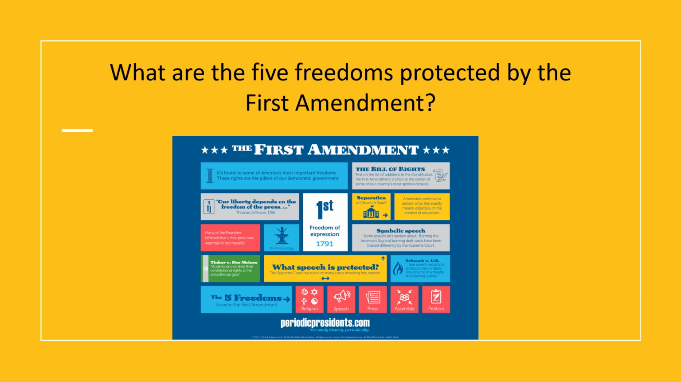So what are the 5 freedoms protected by the First Amendment? Well, the First Amendment includes 6 components, but one of those components is that Congress shall make no law establishing a religion. So that's not a freedom, rather that's a protection. We are being protected from Congress deciding that all people living in the United States should practice a specific religion. But the other 5 remaining elements of the First Amendment are freedoms.